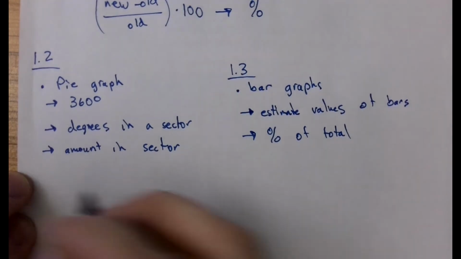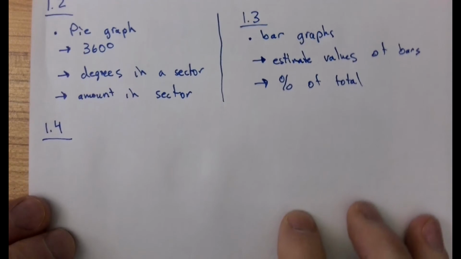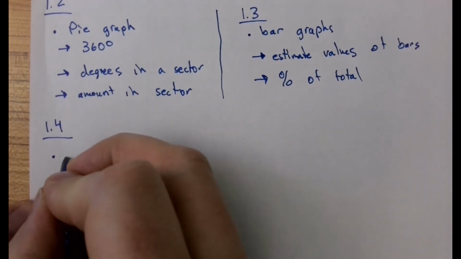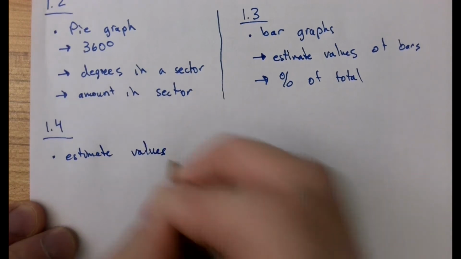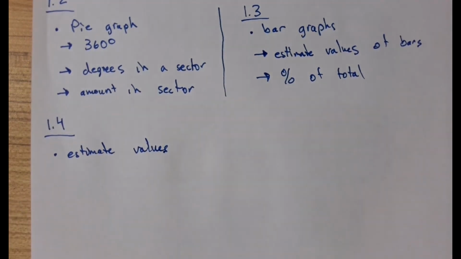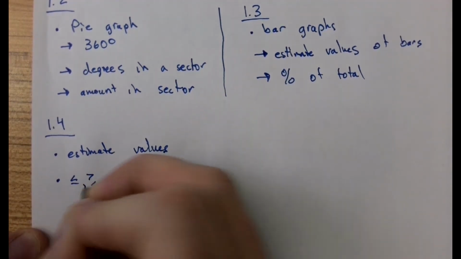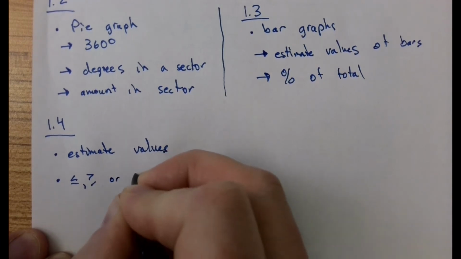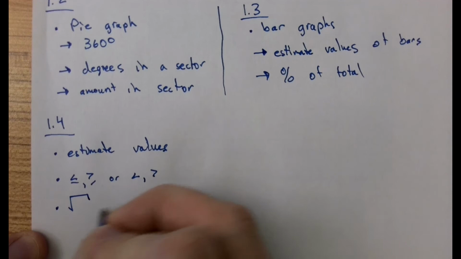1.4, not a whole lot in here that I'm going to directly test. Here is where you were taught how to estimate values from bad graphs, and to look at numbers in terms of position on a number line. We also threw at you the inequality notation like this, and you encountered the square root symbol.